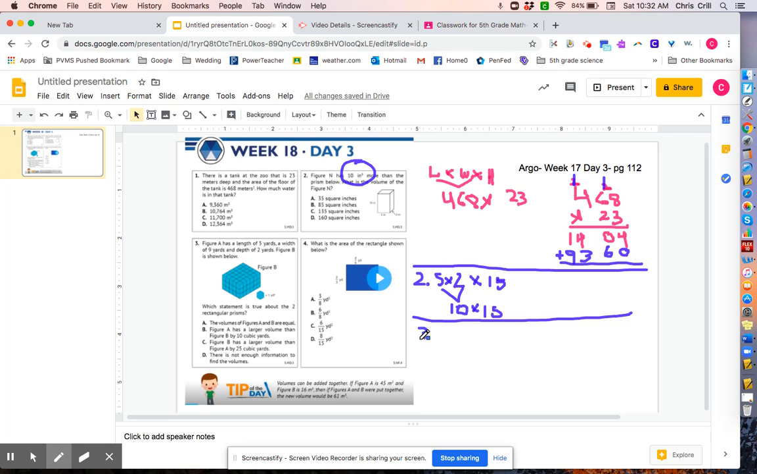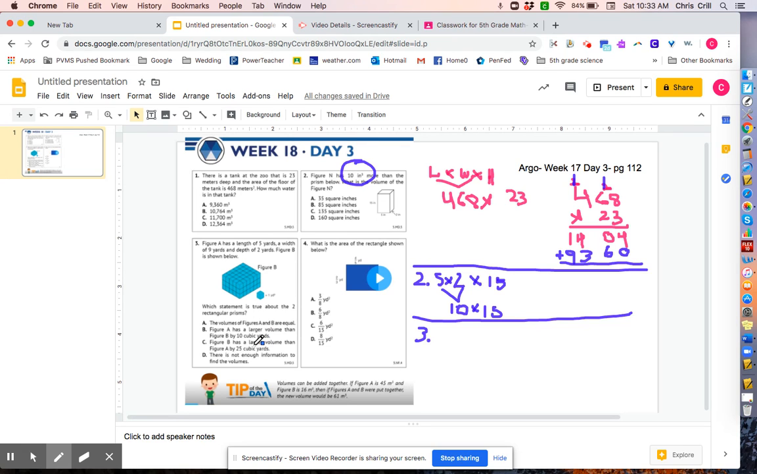We'll move on to number 3. Number 3, it says figure A. So kind of similar to number 2. We don't see figure A. They're just saying, hey, there's this figure, and it's got a length of 5 yards, a width of 9 yards, and a depth of 2 yards. And here's a different figure. Here's figure B. Which statement is true about figure A, which we don't see, and figure B? So if I'm just kind of scanning through these answer statements, there's a possibility that they could be equal, a possibility that figure A is larger in volume than figure B, or figure B is larger.